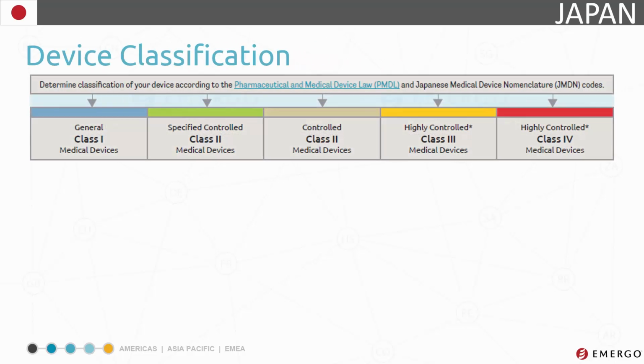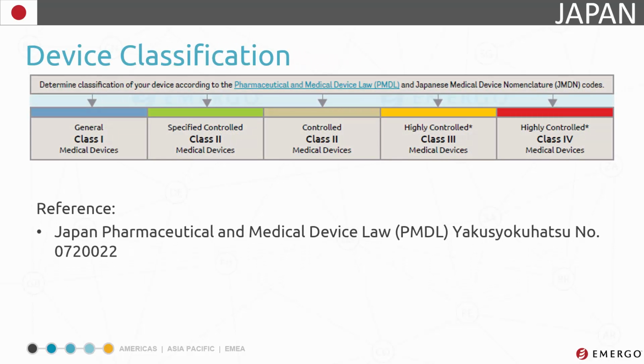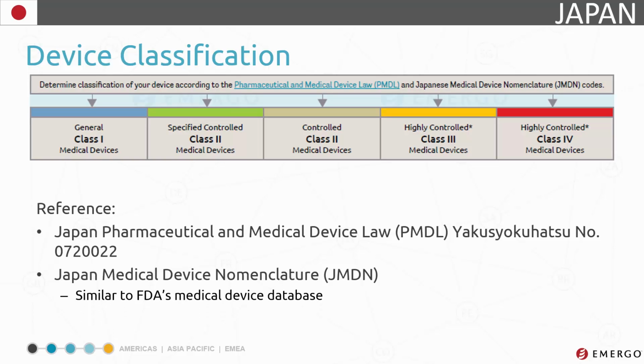Medical device classes are determined by referencing Japan Pharmaceutical and Medical Device Law, PMDL, and most importantly, Japanese Medical Device Nomenclature, the JMDN. A JMDN code must be determined before starting the rest of your application. The JMDN is a database similar to the FDA's list of registered medical devices. Each device type has a code and an associated classification.